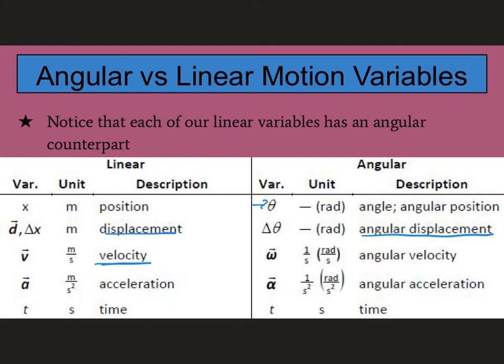In the linear set of calculations, we have our velocity, which is meters per second, so change in position over change in time. On the angular side, we have angular velocity, which is change in angle over change in time. And then we have our linear acceleration and angular acceleration, which are the rates of change in the linear velocity, rate of change in the angular velocity, and then, of course, our time, which is consistent throughout.